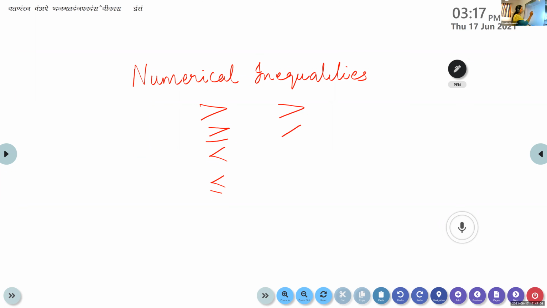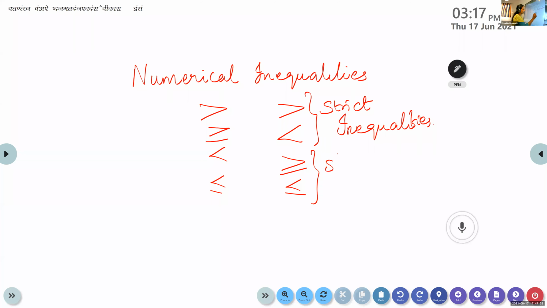Here, greater than and less than, we call it strict inequality. These are called strict inequalities. And greater than or equal to, less than or equal to are called slack inequalities. They are called the slack inequalities.